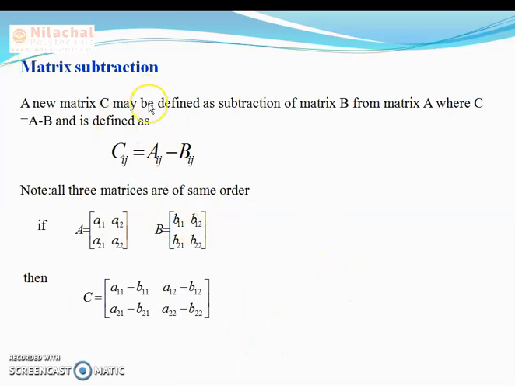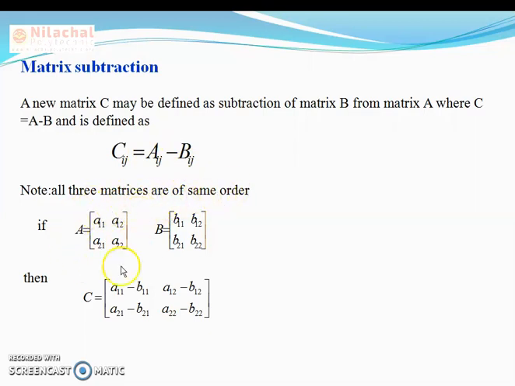Then come to matrix subtraction. Subtraction means subtraction between two matrices. Similarly, we have to take two matrices, known as capital A and capital B. A new matrix C may be defined as subtraction of matrix B from matrix A, where C can be written as C equals A minus B. And in matrix form, it is defined as Cij equals Aij minus Bij. And here also all the matrices should be of the same order.